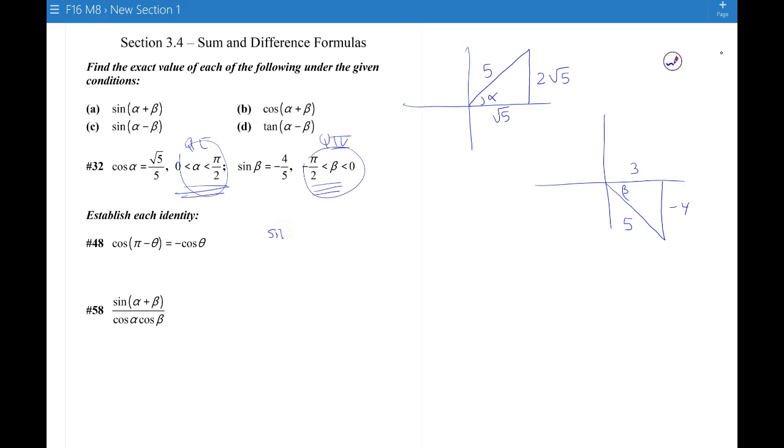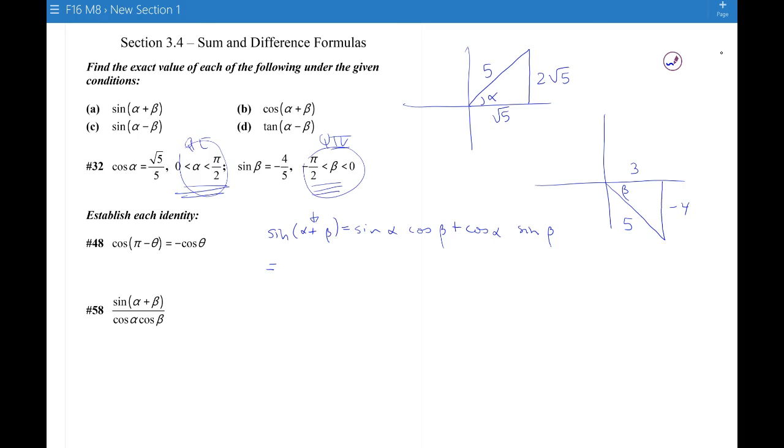So if I want to do the sine of alpha plus beta, I'm going to write out my formula. Sine alpha cosine beta plus cosine alpha sine beta. In the sine formula, when there's a plus between the two angles, there's a plus in the formula. So now I'm going to copy all this information from my triangles.